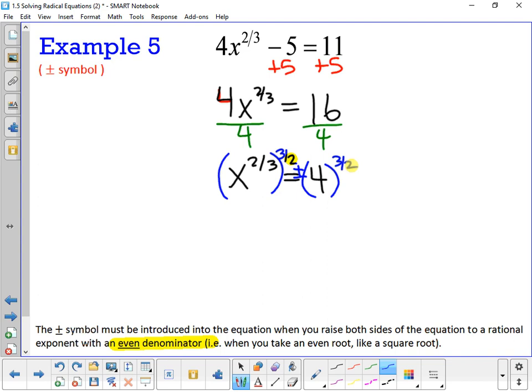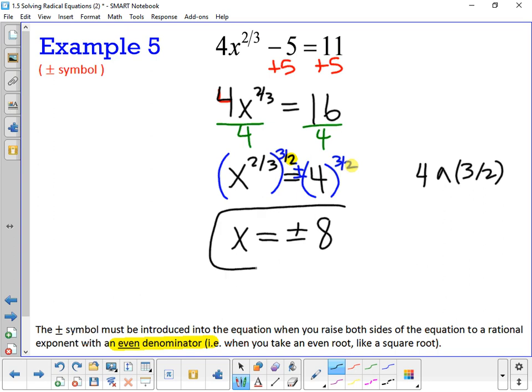If you think back to Math 2, every time you took the square root of both sides of an equation, you introduced that plus or minus symbol. Well, it's the same reason. Both the positive and the negative solutions will work, so we need that plus or minus symbol. So we end up with x is equal to plus or minus, and if you type in your calculator 4 to the 3/2 power, it will tell you 8. So x is equal to plus or minus 8.